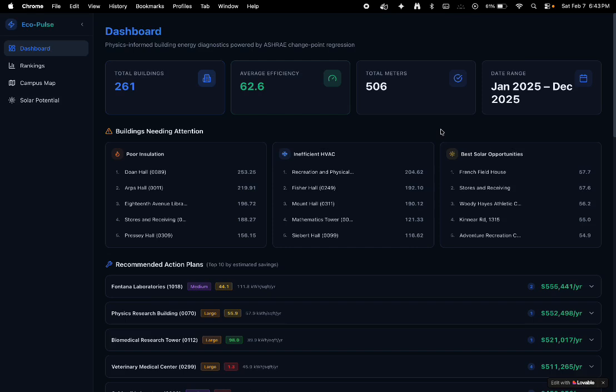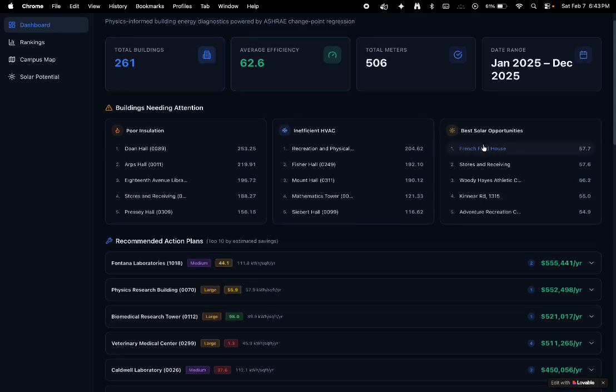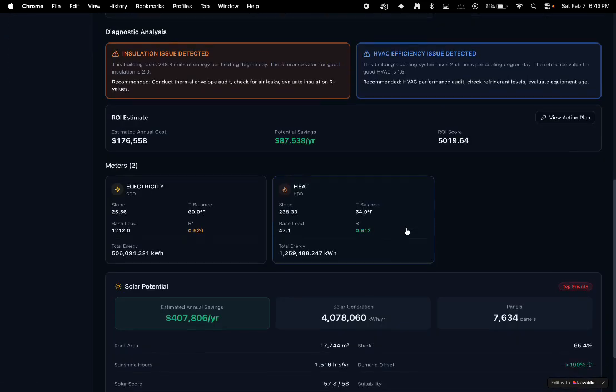So when analyzing the weather data set provided, we saw that there was a solar energy and radiation metric that we could use to estimate buildings with high solar potential. So let's look at French Fieldhouse here and then navigate to the bottom.